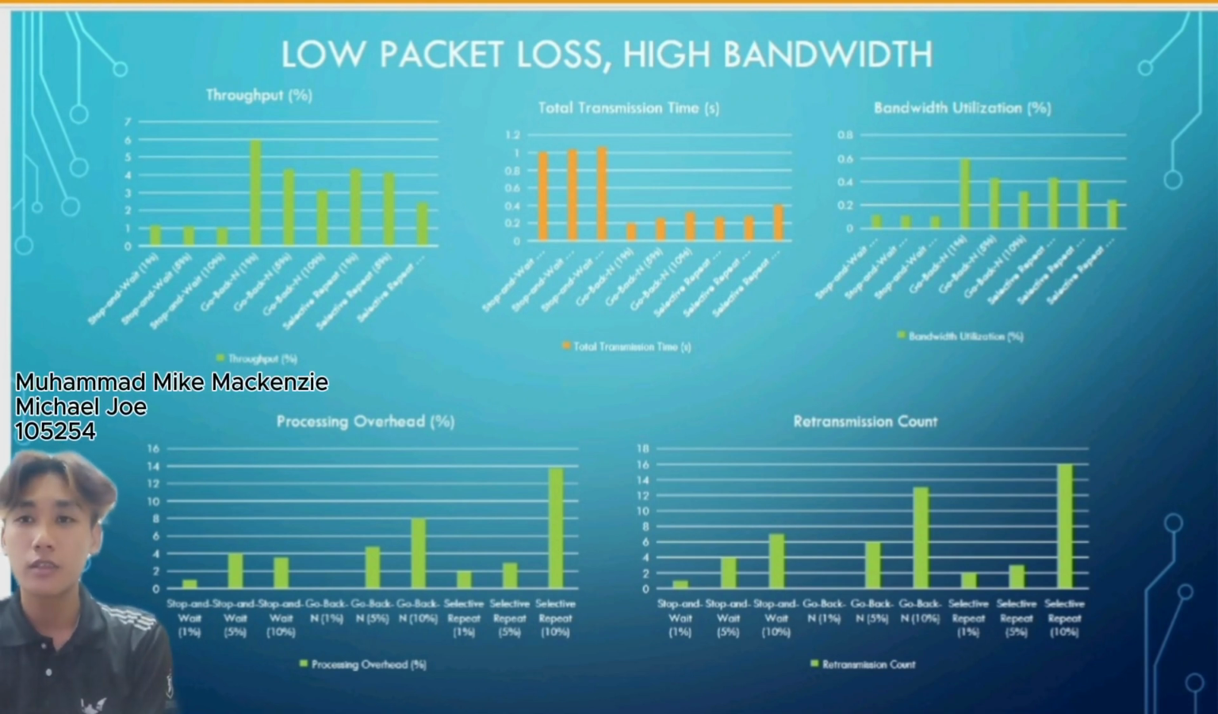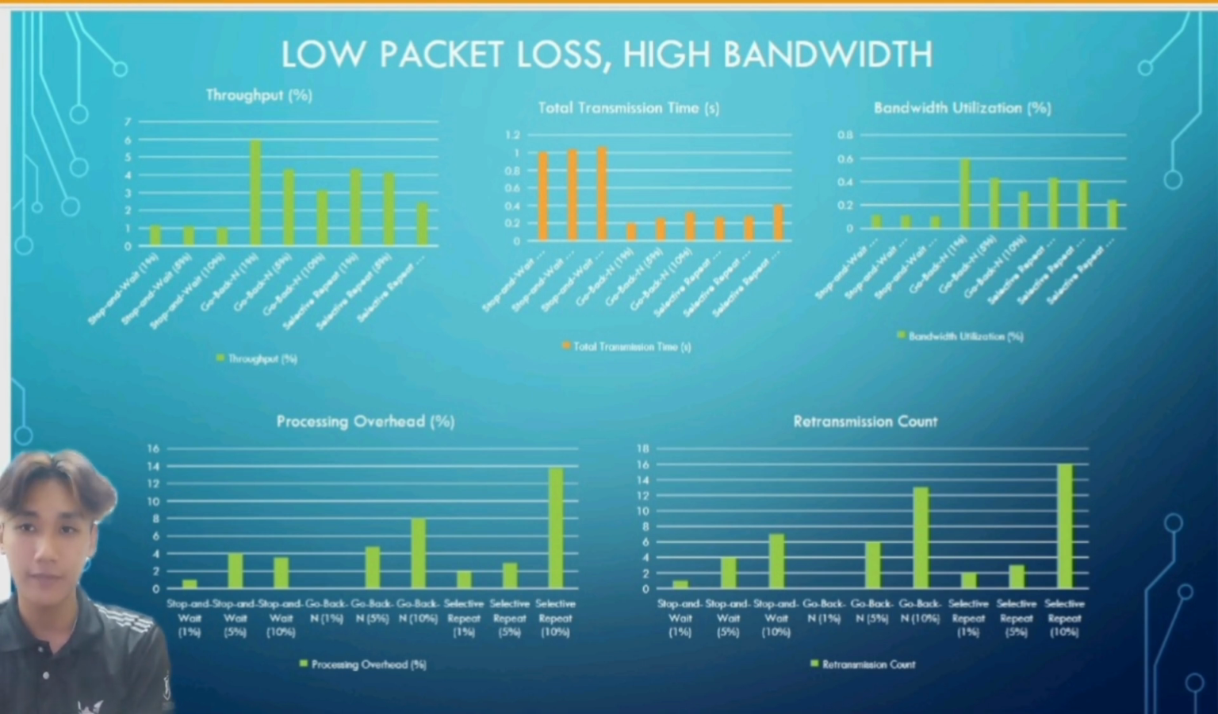So now I'll walk you through the performance analysis of three key data transmission protocols: stop and wait, go back N, and selective repeat, under the condition of low packet loss and high bandwidth. Let's begin with the throughput result on the top left. As we can see, go back N with 1% packet loss achieved the highest throughput, reaching nearly 6%. This is a sharp contrast to the stop and wait protocol, which shows consistently low throughput regardless of packet loss levels. Selective repeat performs moderately but doesn't quite reach go back N at lower loss levels.